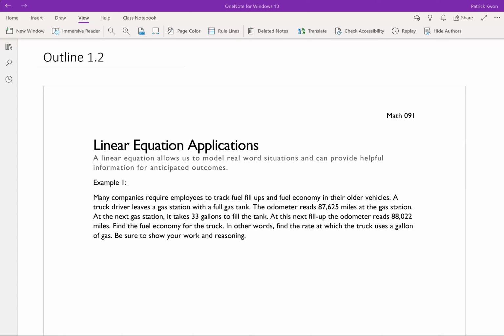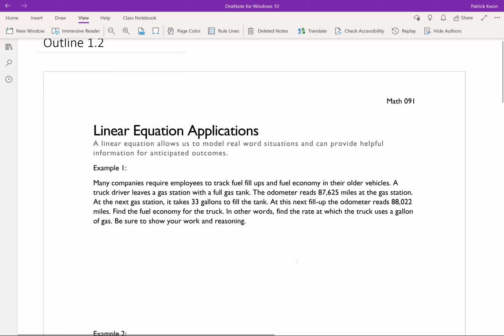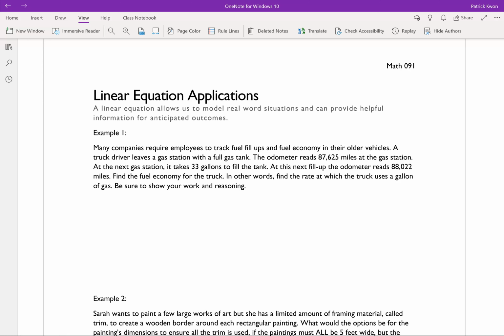Hi everyone, so let's talk about linear equation applications. This first example says many companies require employees to track fuel fill-ups and fuel economy in their older vehicles.